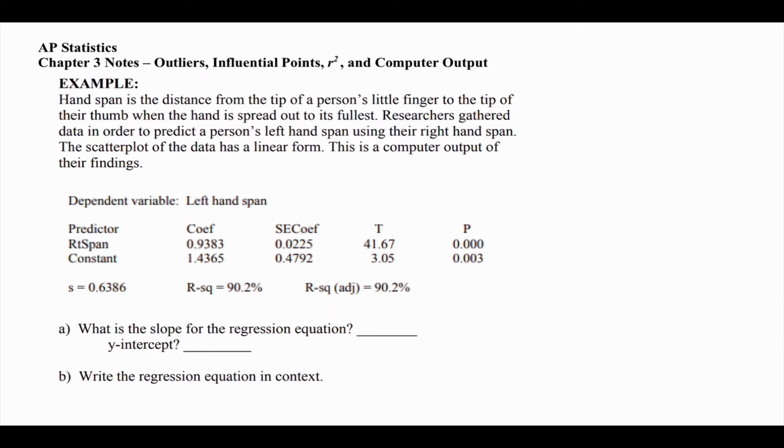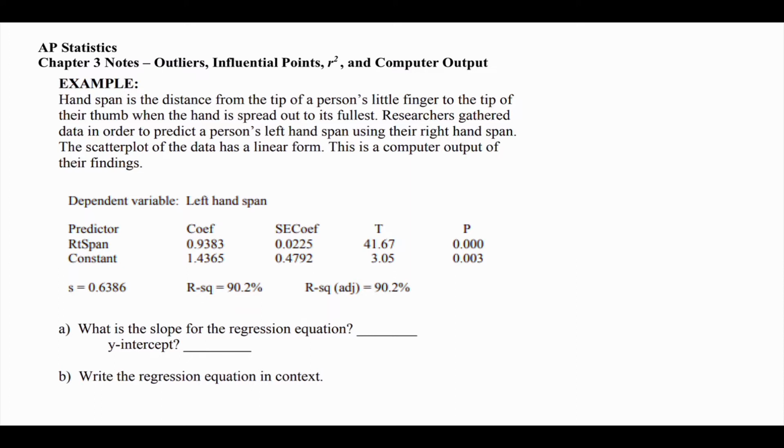Okay? So this comes from handspan. Handspan is the distance from the tip of your little finger to the tip of your thumb. If you spread out your fingers as wide as you can and measure from the tip of your thumb to the tip of your little finger, that's handspan. That's how you measure your hands. Researchers gathered data in order to predict a person's left hand span using their right hand span. Okay, that's what they were trying to do.